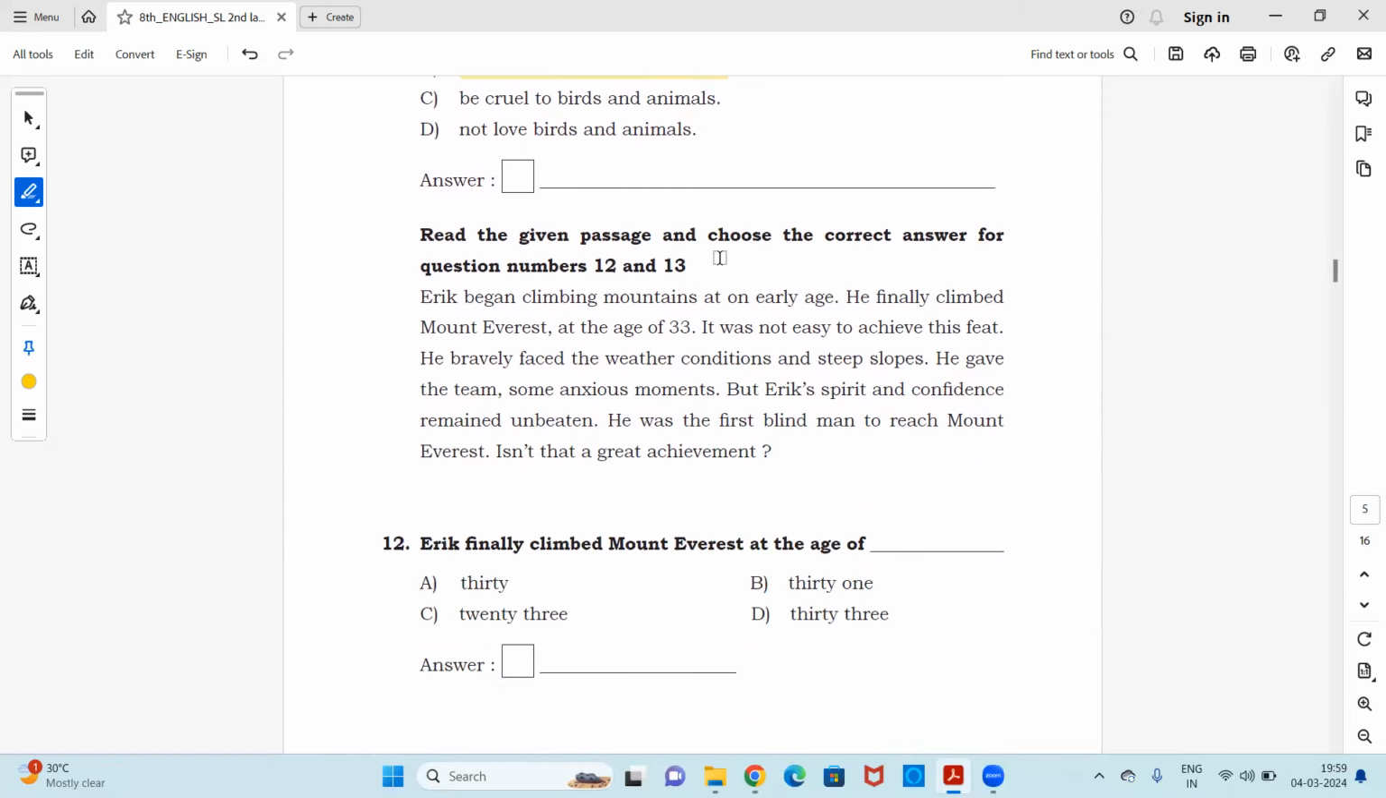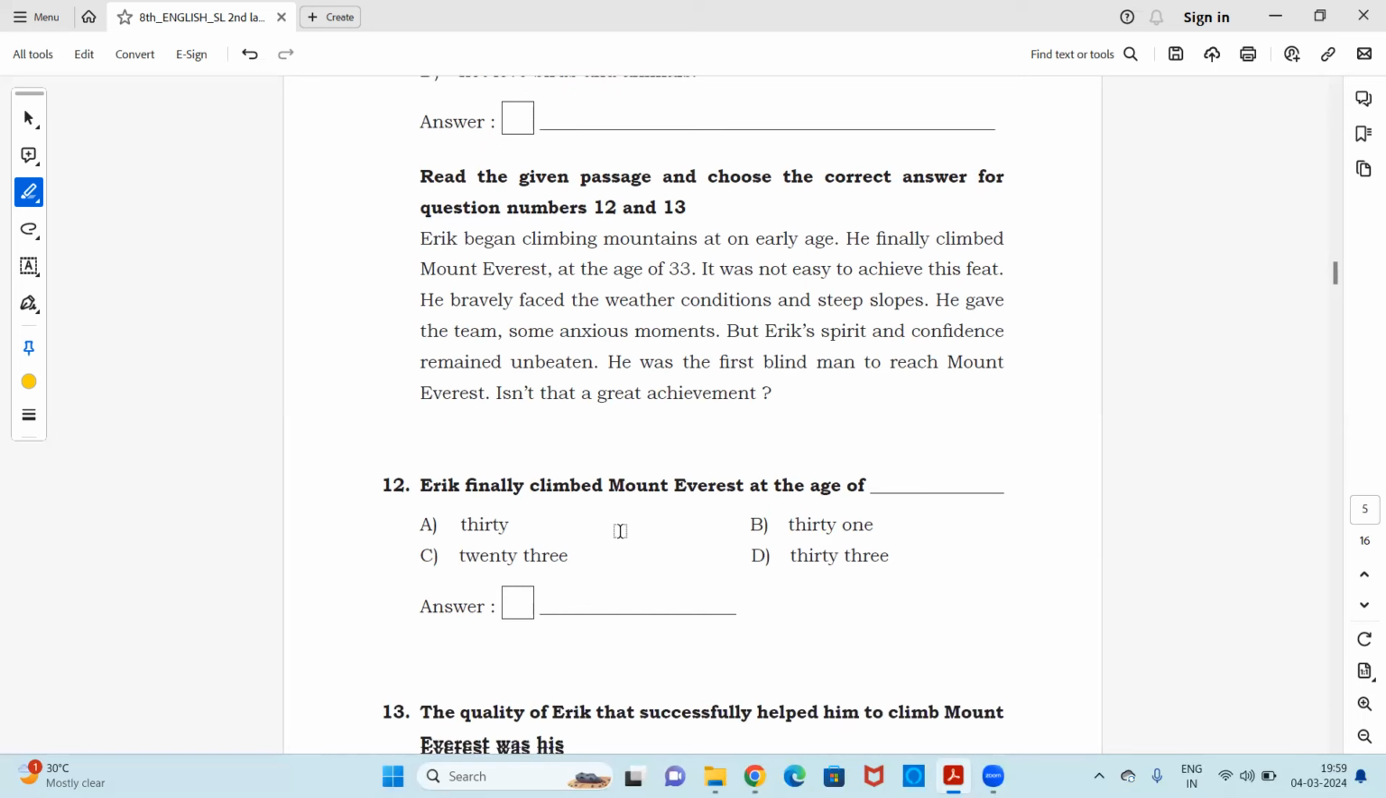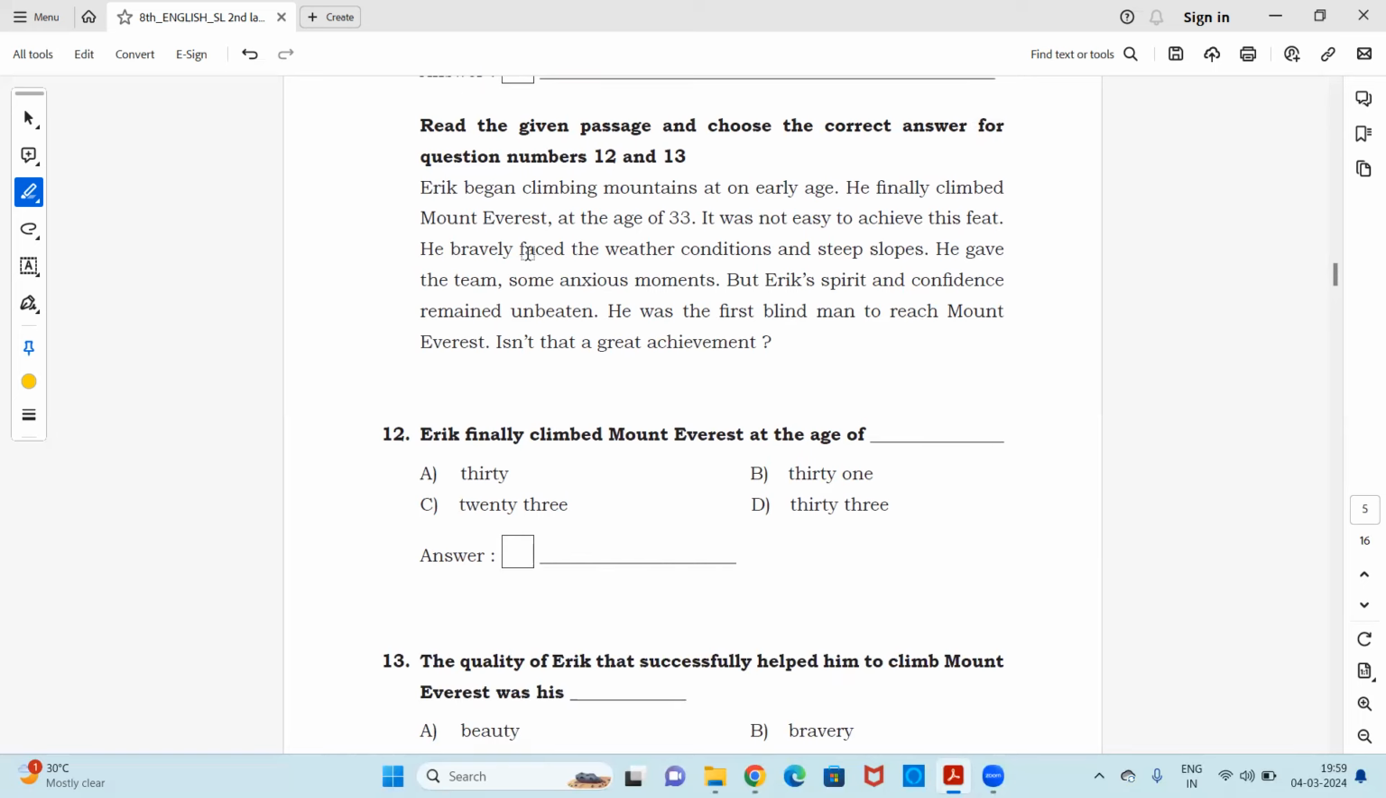Now, you have a passage here. You need to read it out and then you need to give question 12 and 13. So let's read the passage.